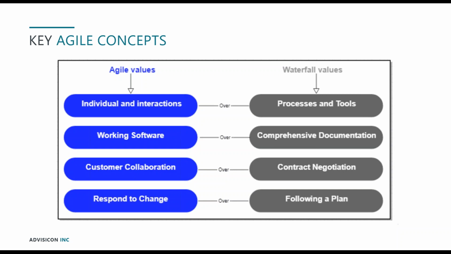So if we look at these values really quickly and break them down, individuals and interactions over processes and tools, it's about the team, and that includes the customer. Tools and processes, of course, are important, but it's about the communication and collaboration piece. Business people and technical people need to be able to work together.